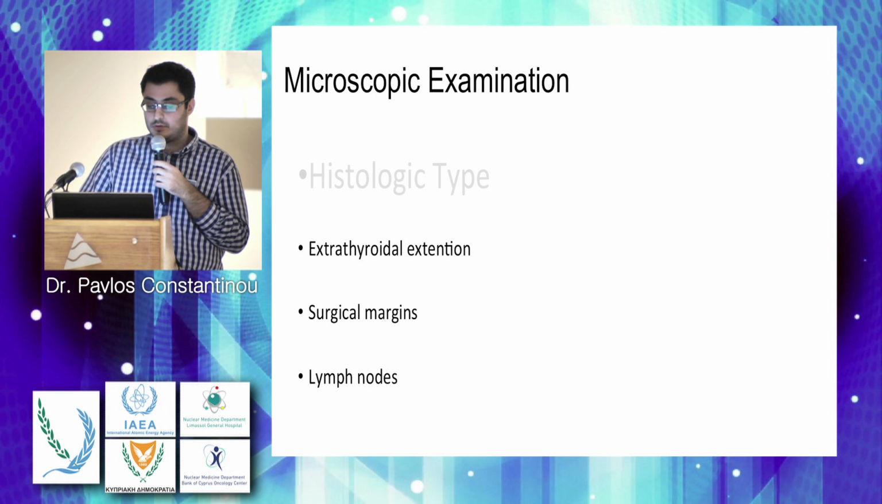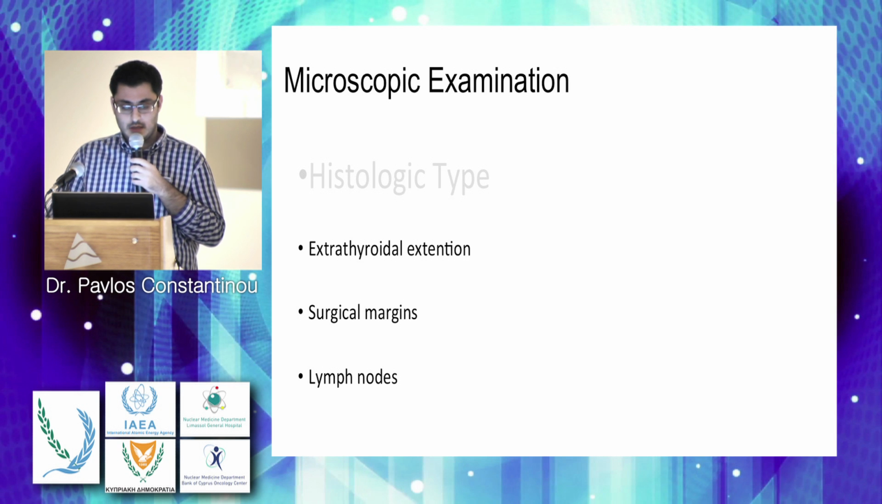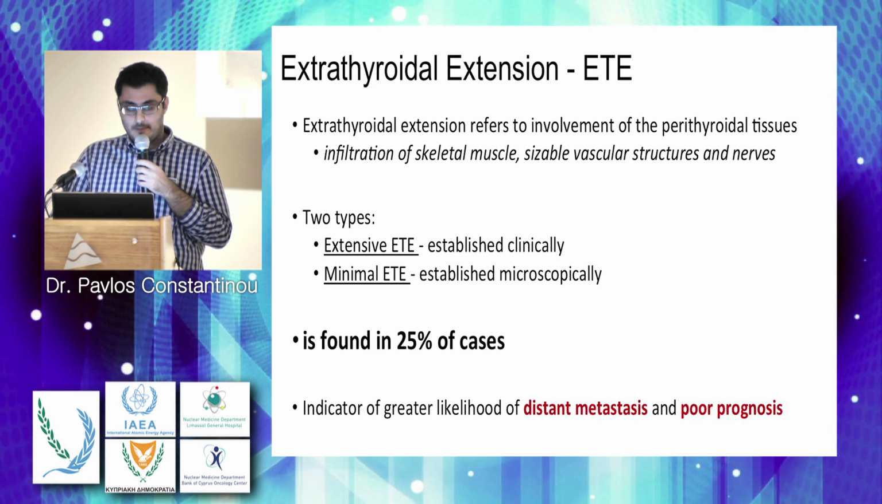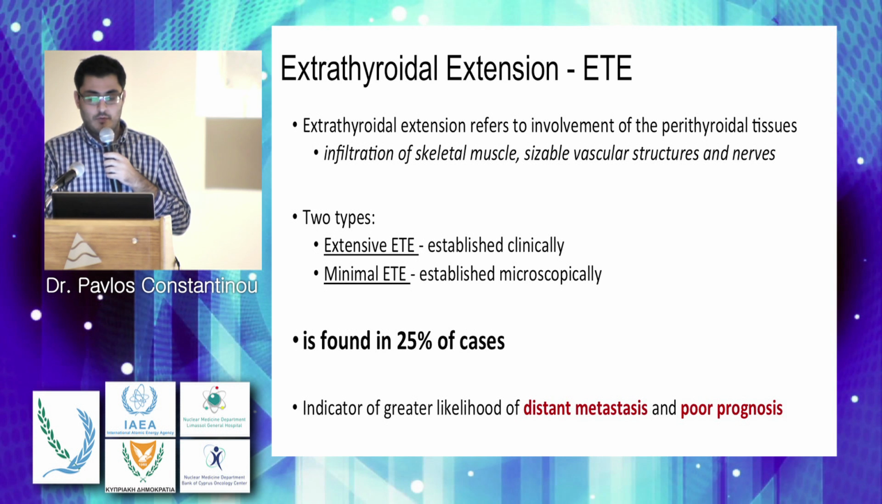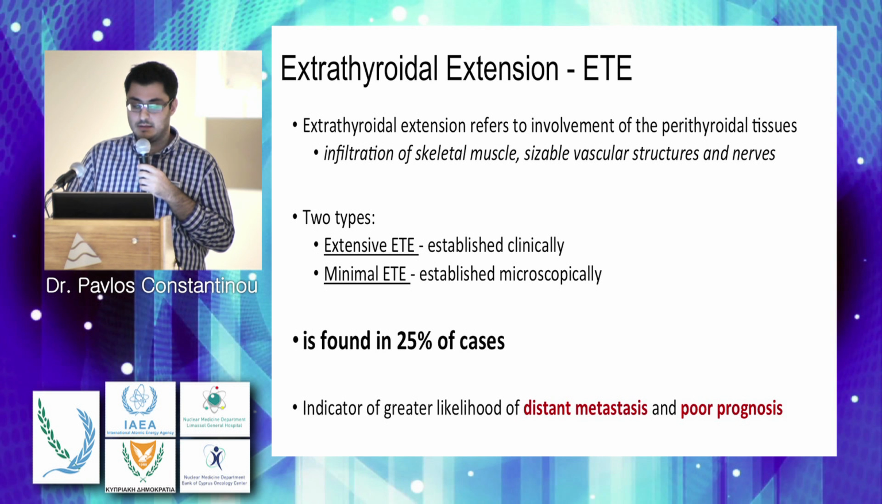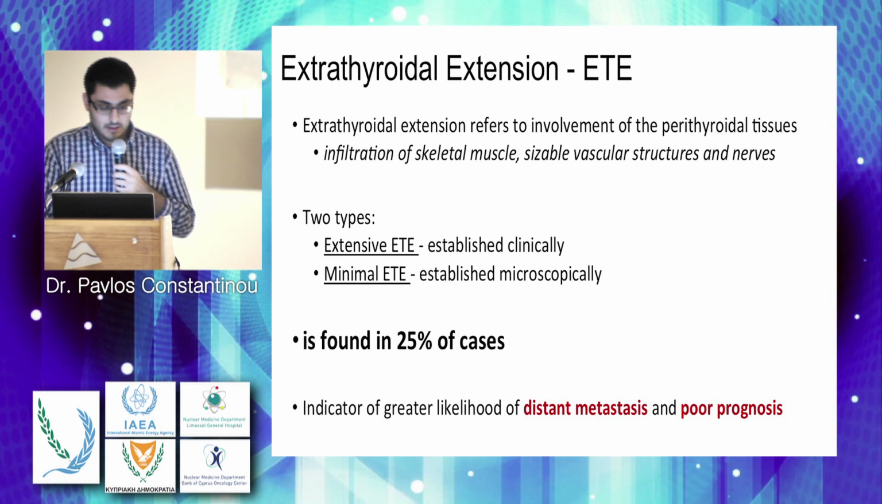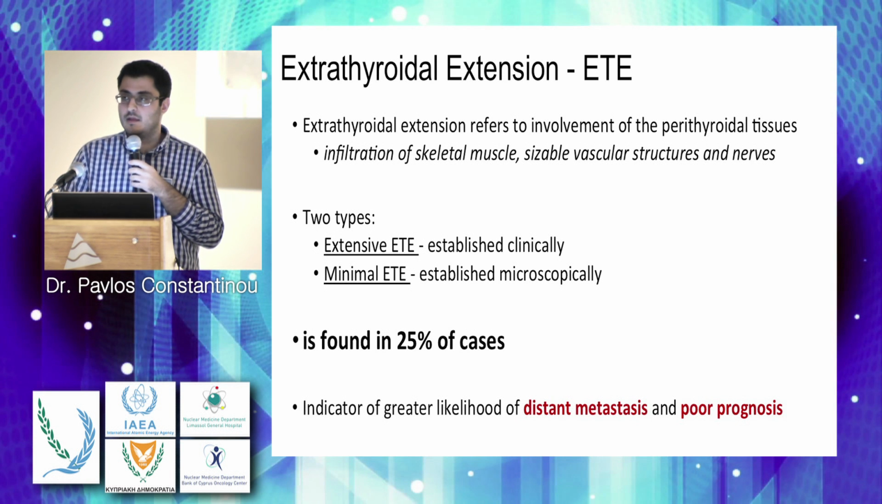Let's move on to the rest of the points. Extrathyroidal extension refers to the involvement of the perithyroidal tissues as the infiltration of skeletal muscle, sizable vascular structures, and nerves. There are two types: the one that is established clinically, the extensive one, and the one that is established microscopically, the minimal one.